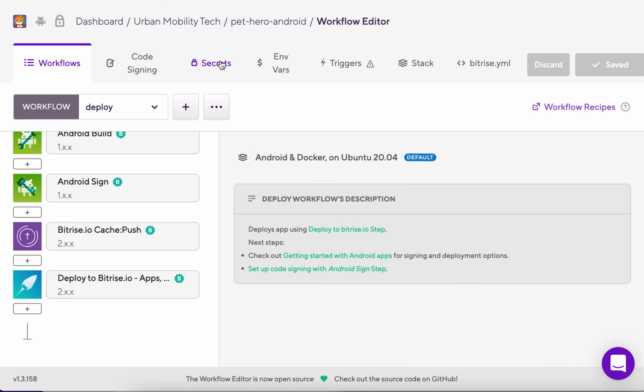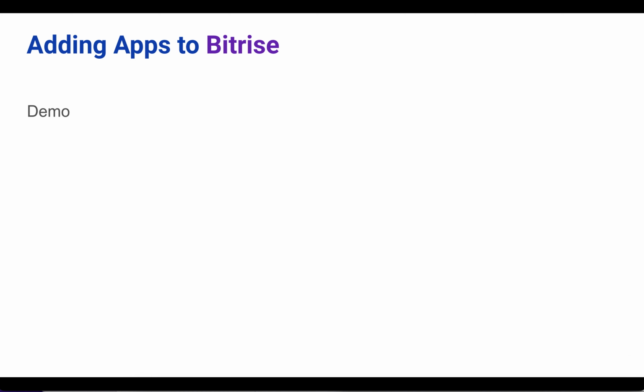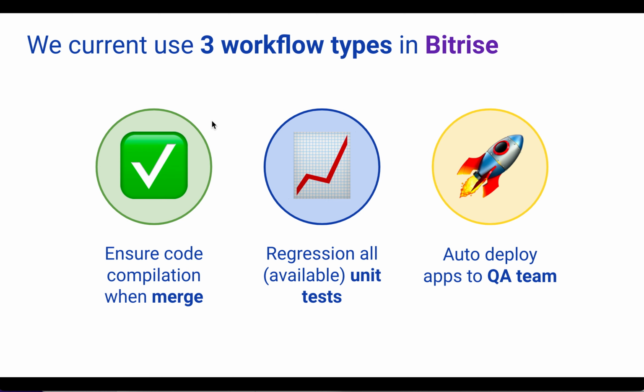Yep, there we go. So next, I'm gonna shift back to slides a bit. I already showed that Bitrise provides 2 types of workflows for us as the initialization, right? But at MuvMi, we have 3 types of workflows that we are using. The first one is to ensure that our code still compiles after someone tries to create a merge request and tries to merge into the main branch.